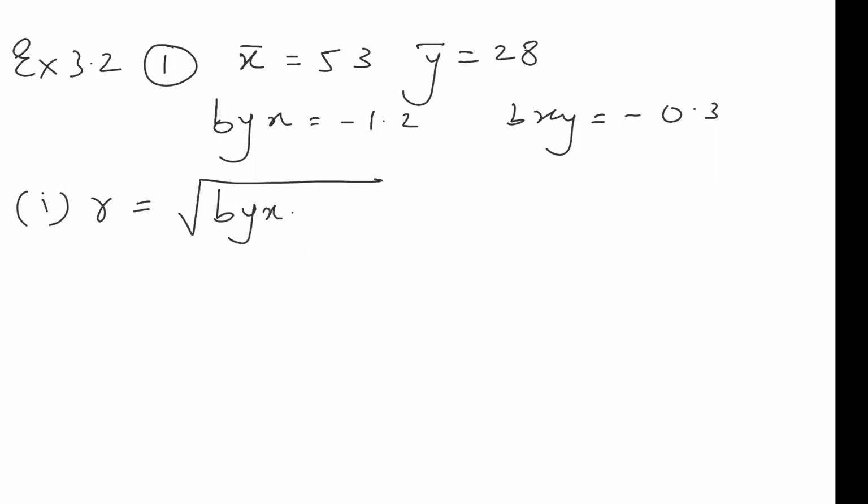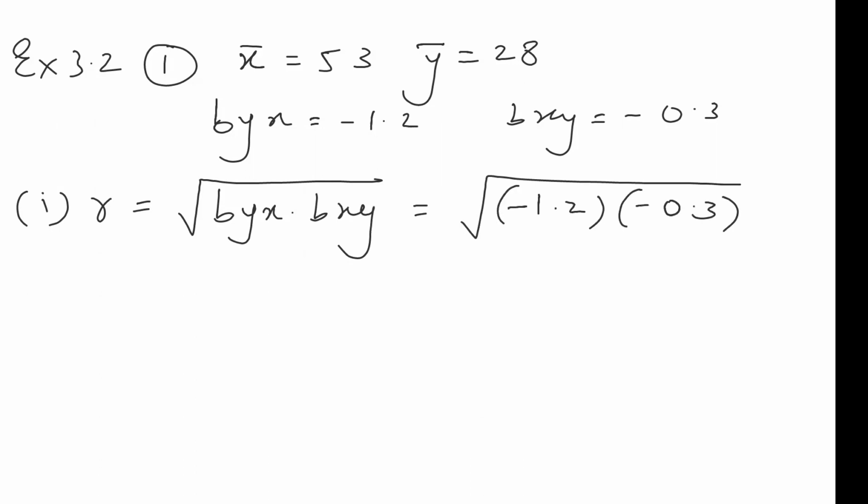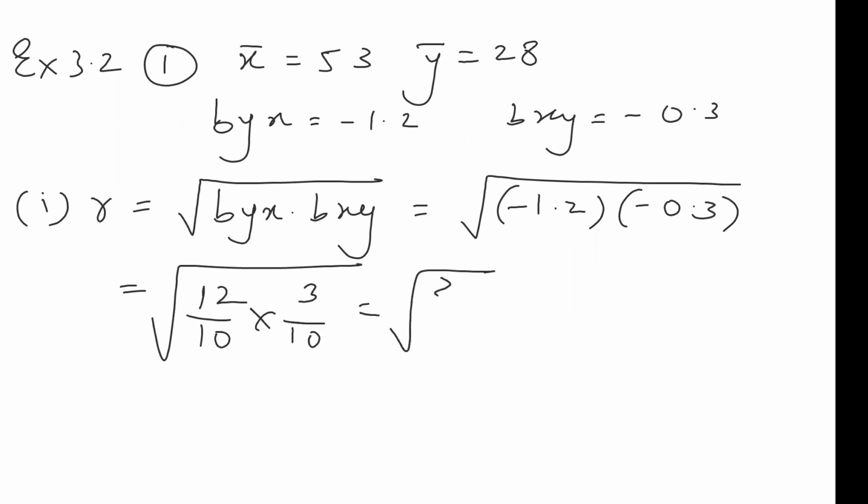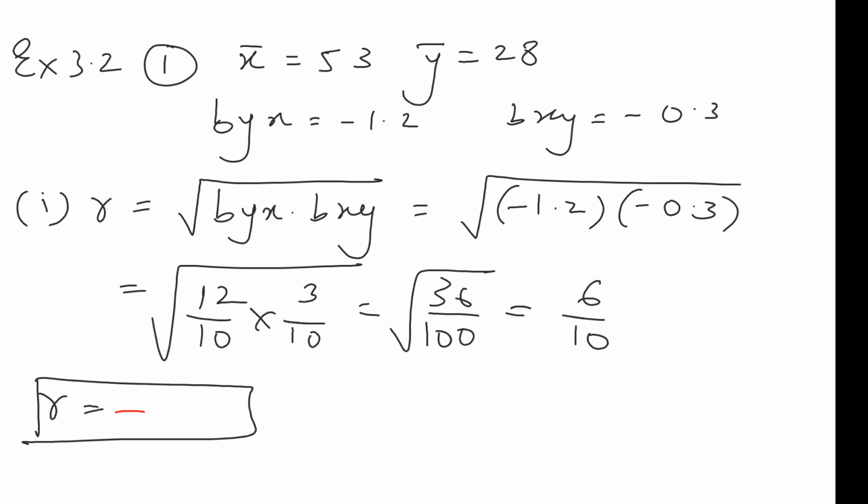Small r is equal to byx into bxy under root. So minus 1.2 into minus 0.3. Okay. Which is equal to this negative into this negative will be positive. It will be positive. Okay, and this will be 12 upon 10 into 3 upon 10. So this will be 36 upon 100, and if you know 36 upon 100, 36 and 100 both are perfect squares, so the root will be 6 upon 10. So r will be written as minus 0.6. The answer is 6 upon 10, which is 0.6.